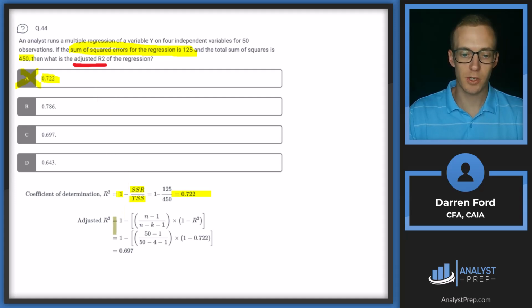So from here, we need to adjust that R squared. Here's the formula for adjusted R squared. 0.722 is going to be plugged in here at the end, 1 minus that. And then we need to multiply that by all these numbers over here. That's n, the number of observations, which is 50, n minus 1, so we'll have 49 up here, and then n minus k minus 1, which is 50 minus 4 minus 1. And then we take 1 minus all of this multiplied together. When we work that out, we end up with 0.697, which corresponds with answer C.